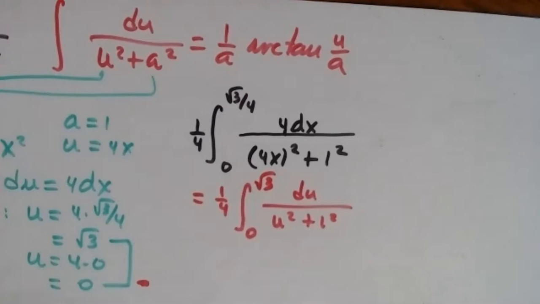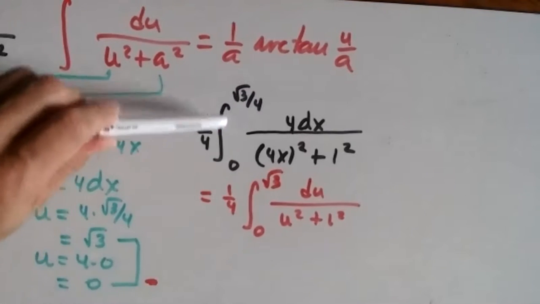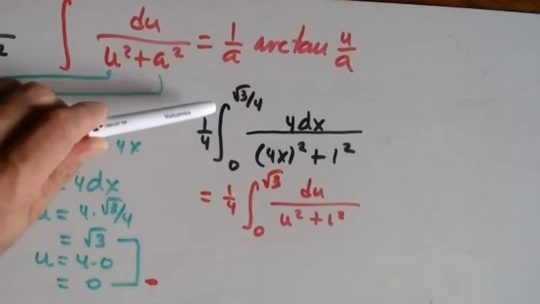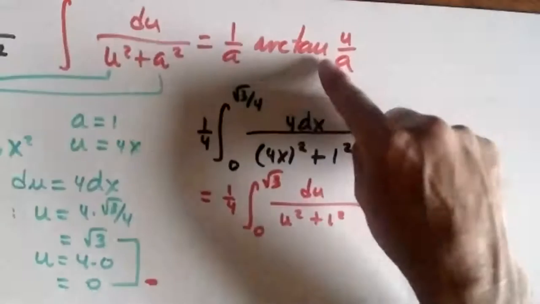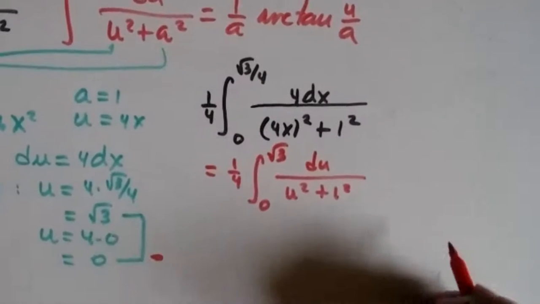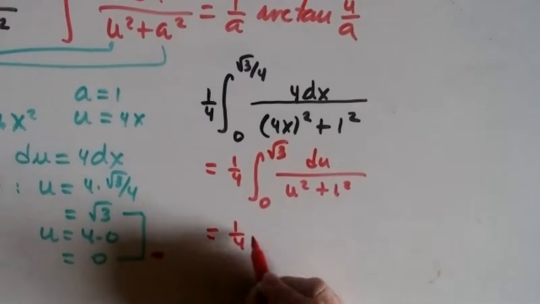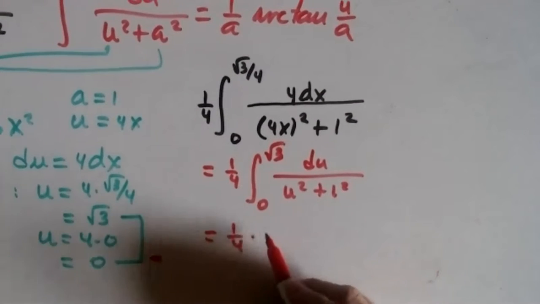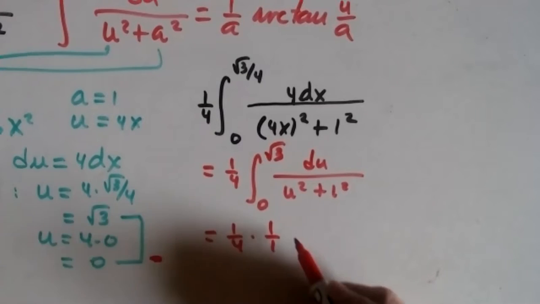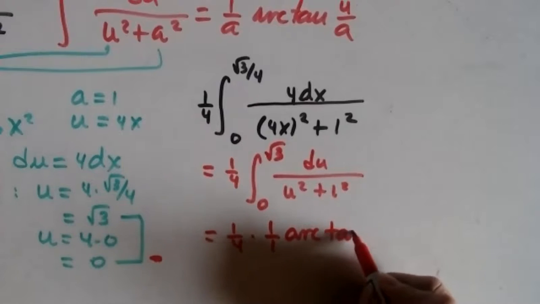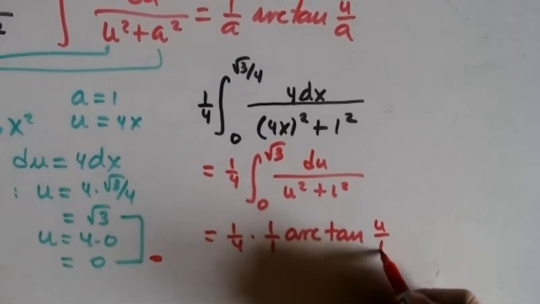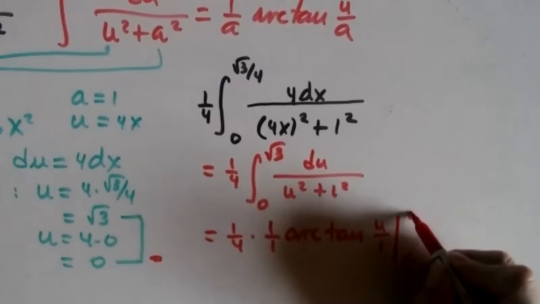Okay? It's very important. Check. They are different now. The 0 is the same, but this is not the same. Okay? Now, I put the answer. This is the answer. So I have 1/4 times the 1 over a. So 1 over a is 1 over 1, right? The arc tangent of u over 1 evaluated from 0 to square root of 3.